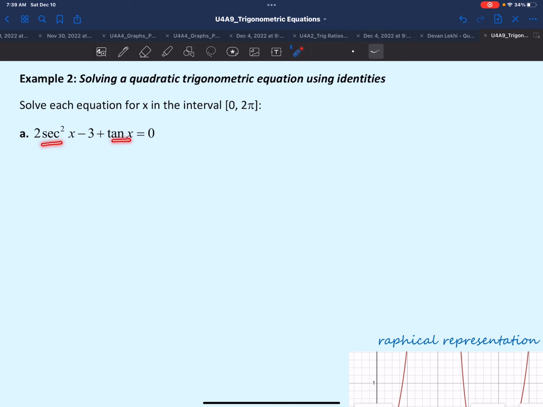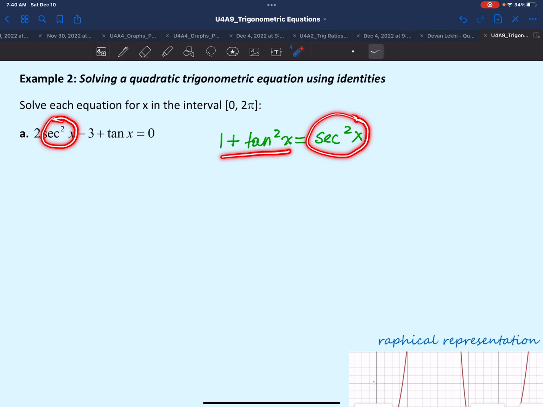As you can see, we have secant and tan, and we prefer to have a single trig ratio throughout the equation. So we have to think of a formula or a connection between secant and tan. And if you remember, one of the Pythagorean identities states that 1 plus tan squared x equals secant squared x. And this will allow us to replace the secant squared x in the equation by its equivalent 1 plus tan squared x.